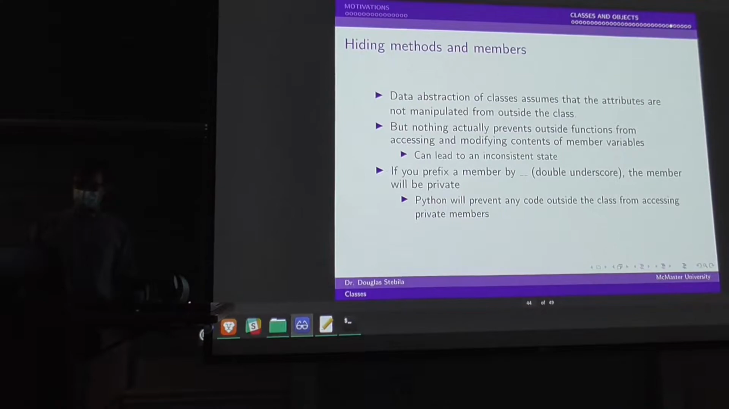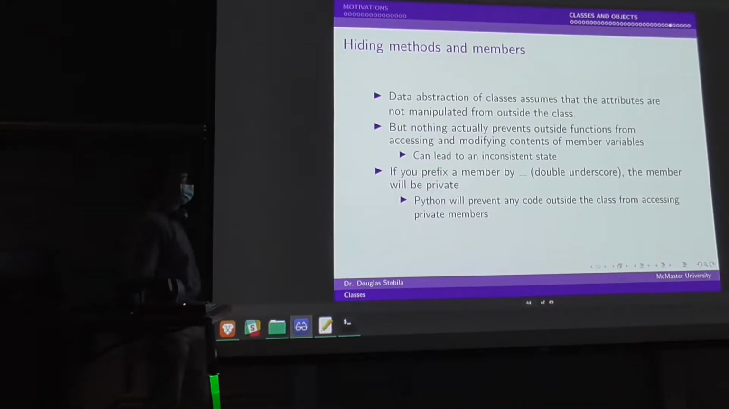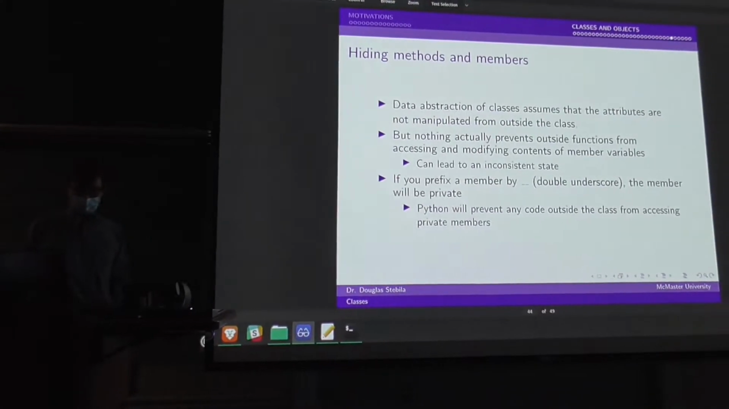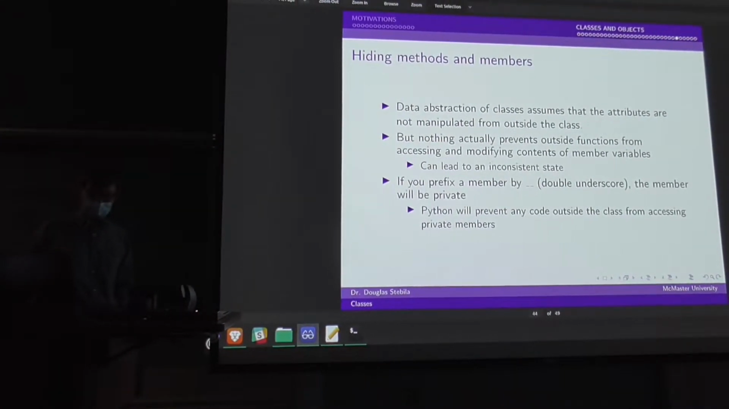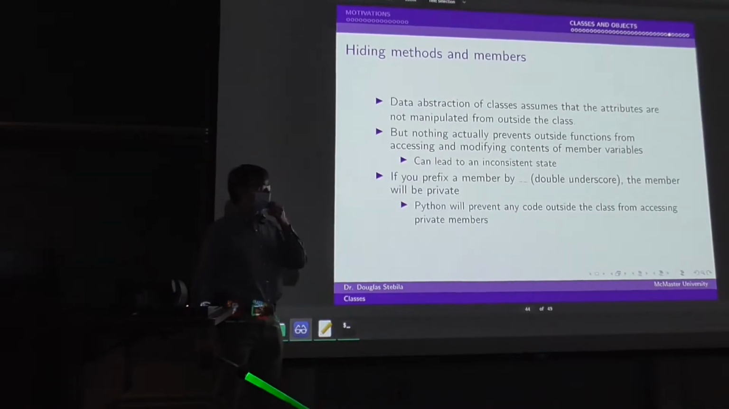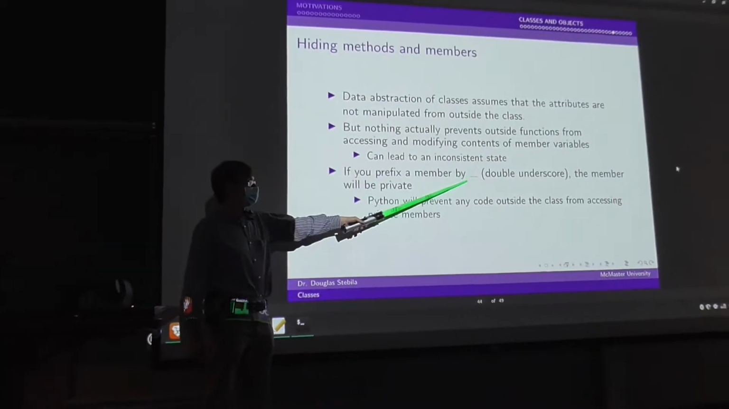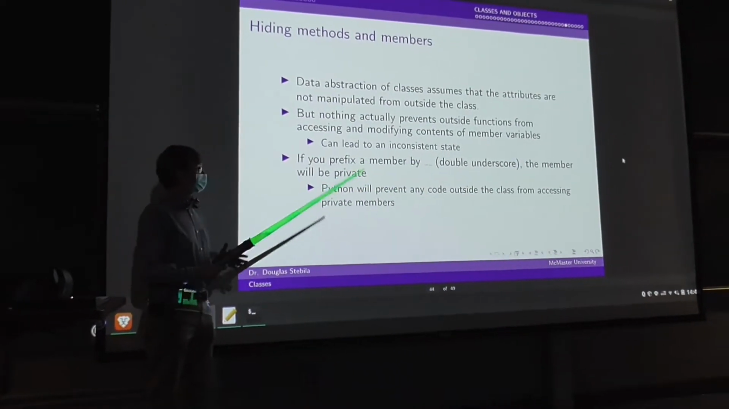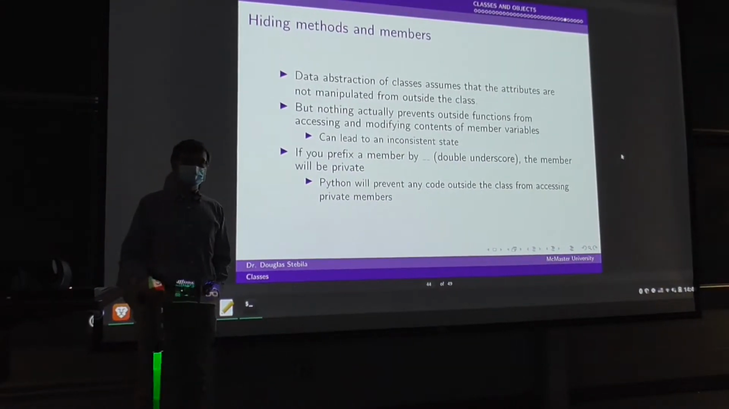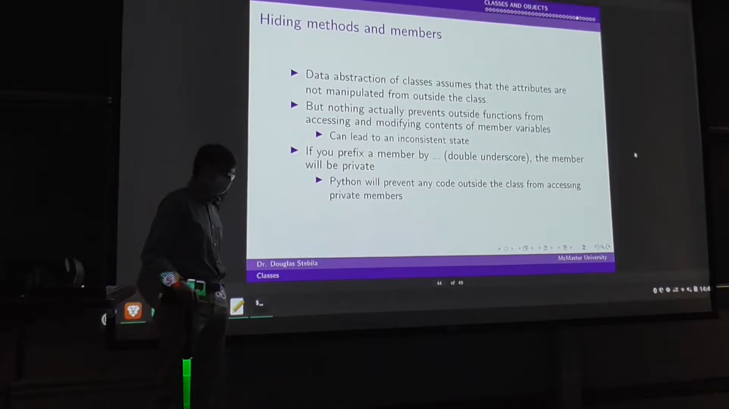So, data abstraction of classes assumes that the attributes are not manipulated from outside the class, something particularly difficult in Python, as it turns out. Nothing actually prevents outside functions from accessing and modifying the contents of member variables unless you do something specific to prevent it. This can lead to an inconsistent state. If, however, you prefix a member by a double underscore, that member will be private. So now we have to talk about the difference between public and private. Python will prevent any code outside this class from accessing private members.